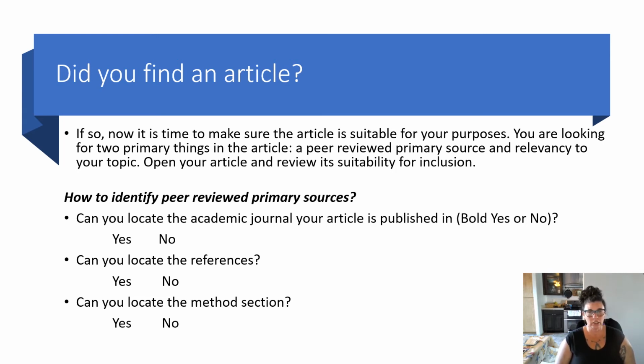So I'm not asking you to interpret any of this as of yet. All I'm asking you to do is see if you can find and identify a method section. So again, I would recommend asking the librarian to help you identify a peer-reviewed article using these 3 things. Ask them to help you find the journal, locate the references, and locate the methods section of the article that you're finding or that they're using, and this will help you greatly when it comes to doing your own research.